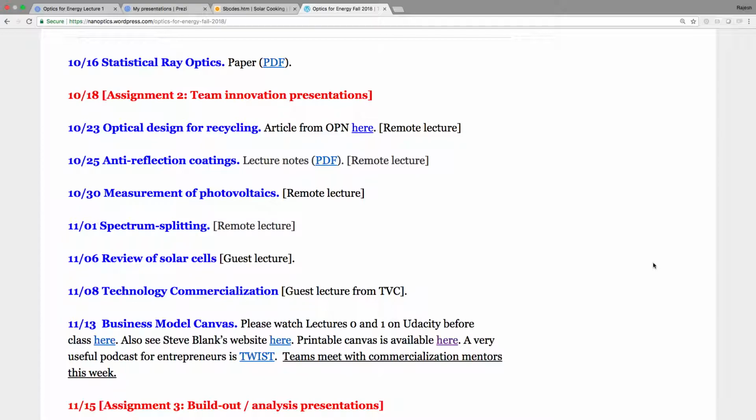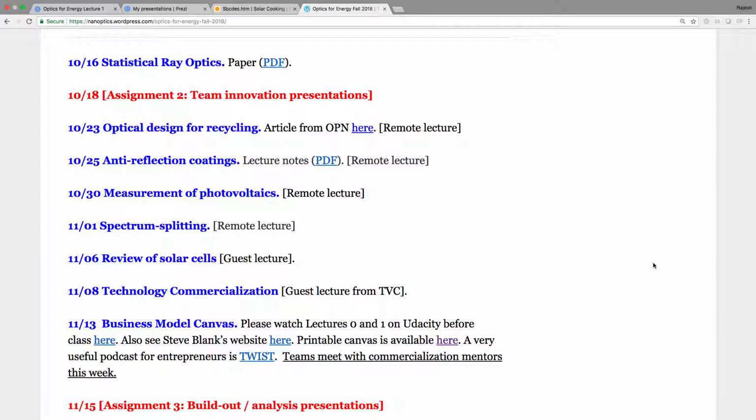Then after fall break, we'll go into a somewhat different type of optical design called statistical ray optics. It's a theory, so it's a basic understanding of something, but this basic understanding turns out to be very, very important for improving the performance of solar cells, which is practically used today. So every solar panel that you buy today utilizes some basic understanding of something called statistical ray optics. So it looks a little bit esoteric, but it actually turns out to be very important. And we'll talk about that.